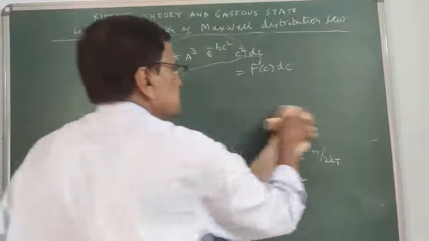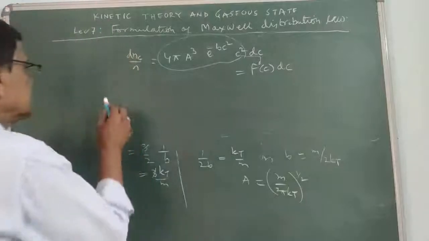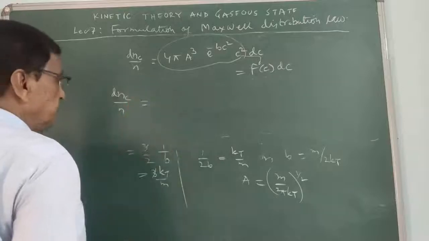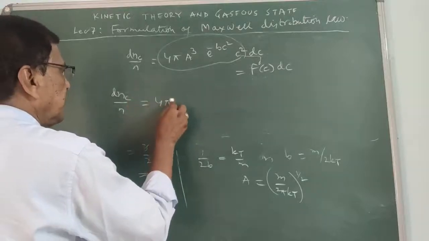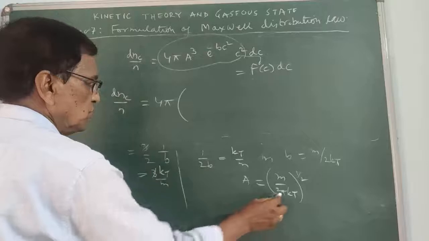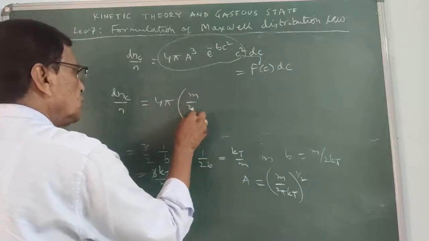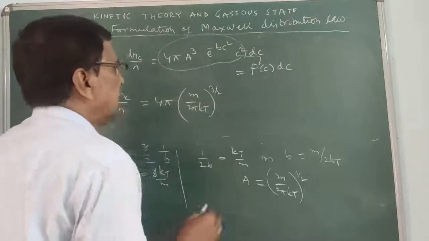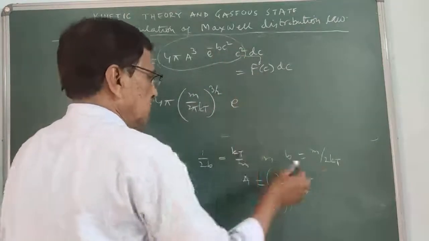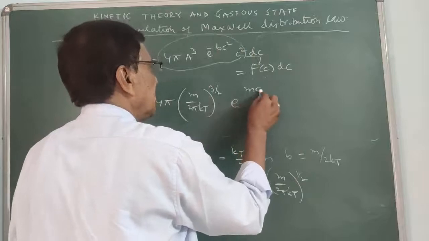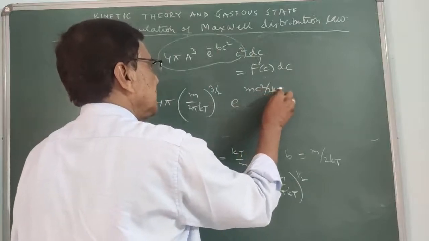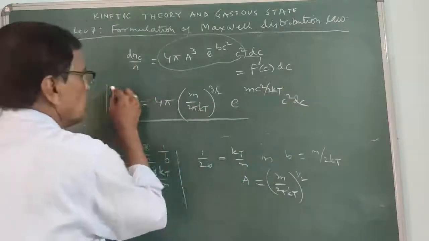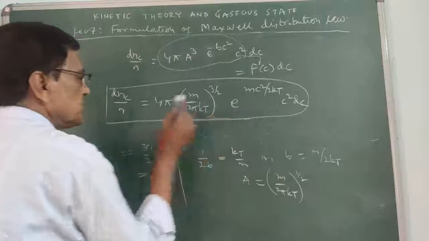So the total expression of the Maxwell distribution law is dNc/N equal to 4π (m/2πkT)^(3/2) e^(-mc²/2kT) c² dc, where instead of b we write mc² by twice kT. So this is the full derivation of the Maxwell distribution law.